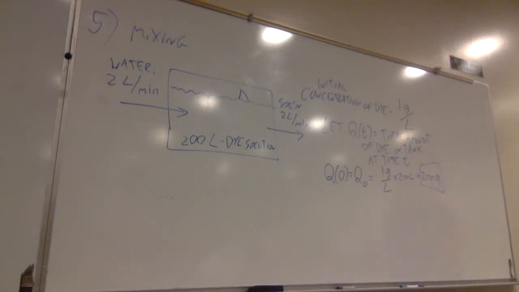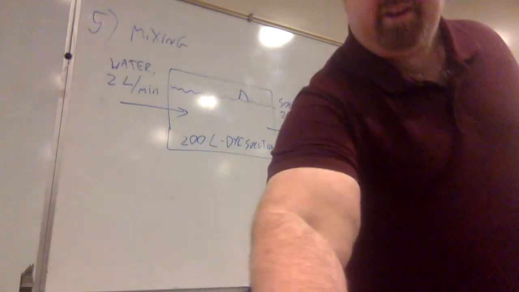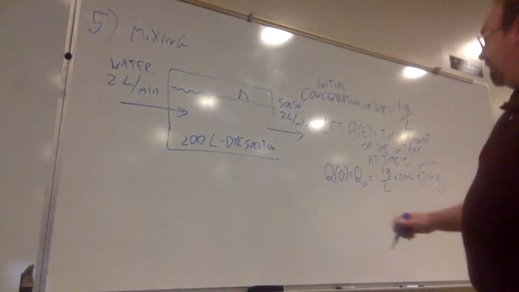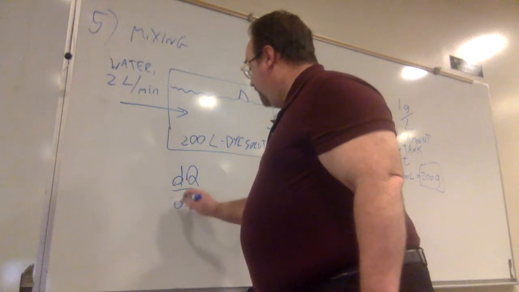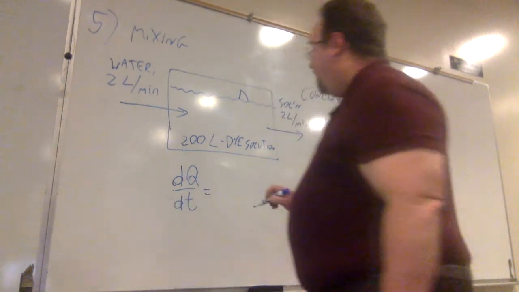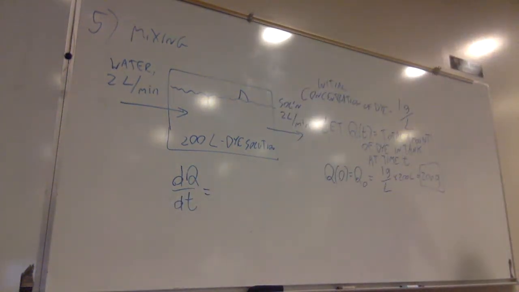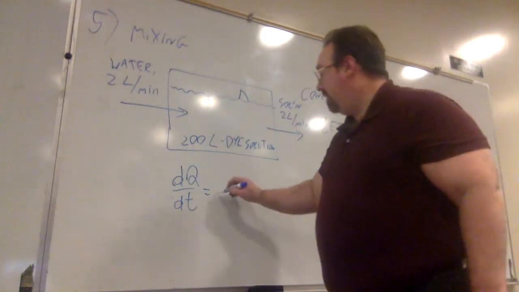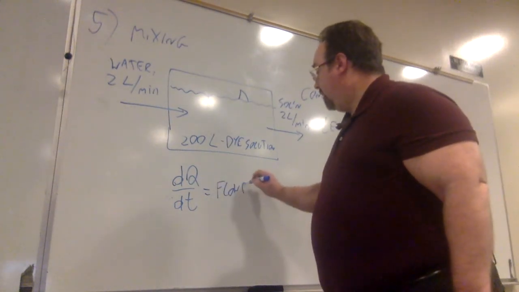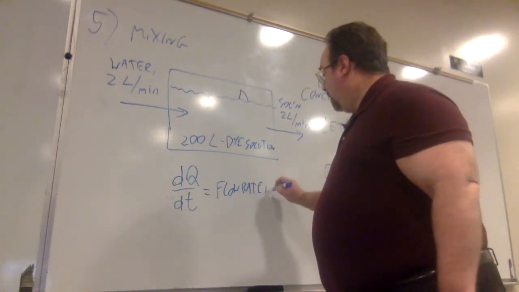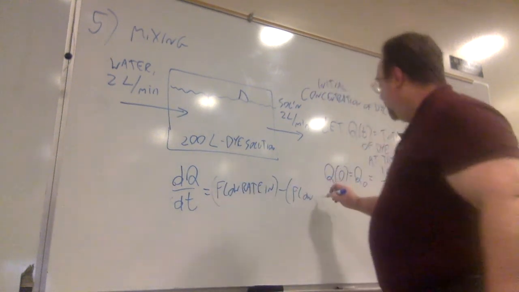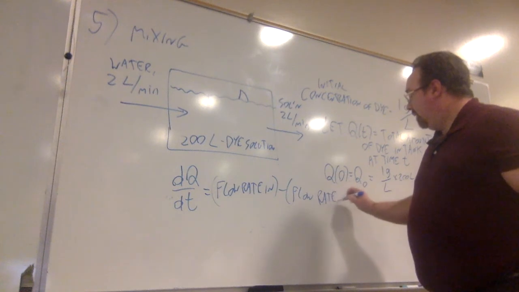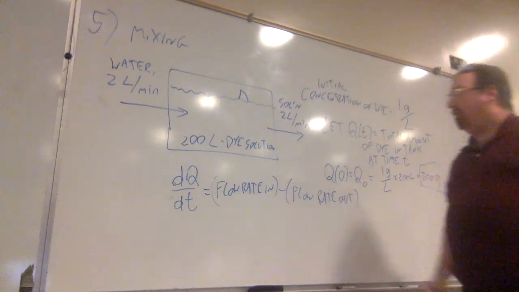Now, what about the differential equation itself? So we use this starting point: dQ/dt is going to be flow rate in minus flow rate out.